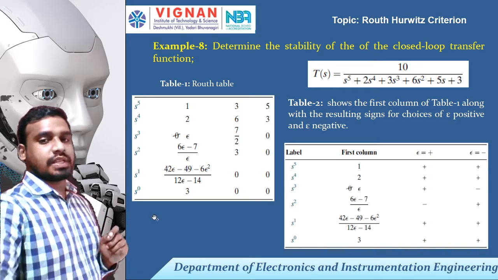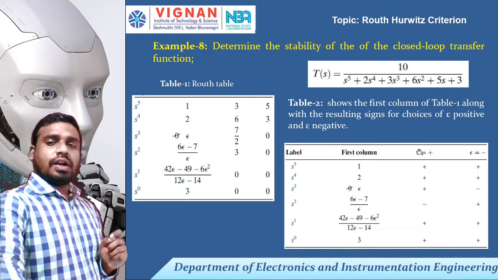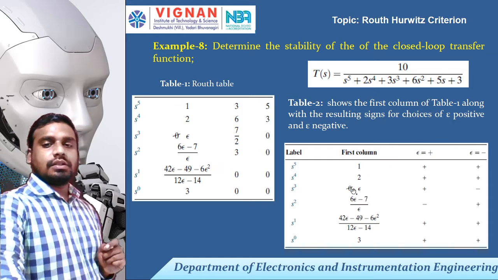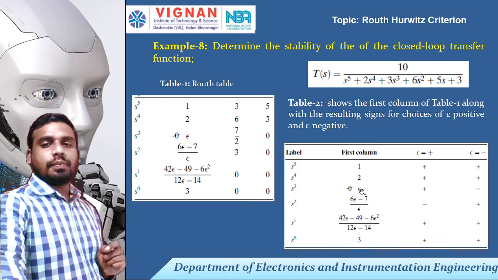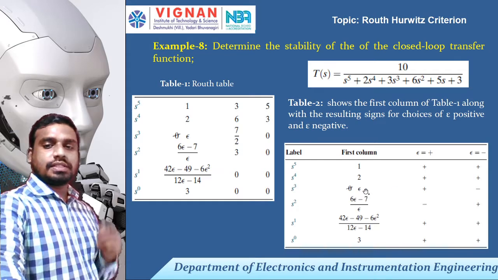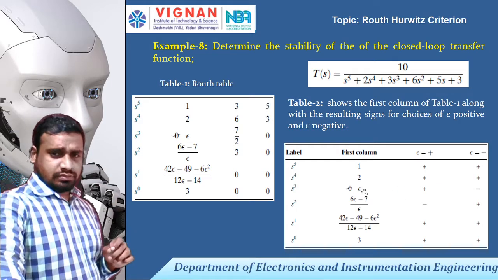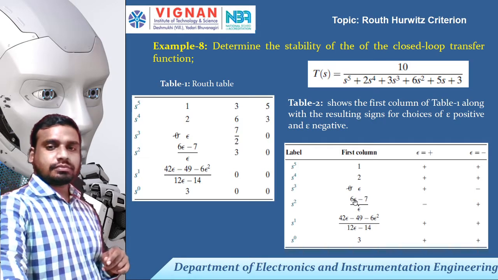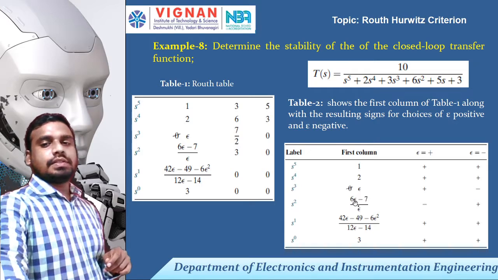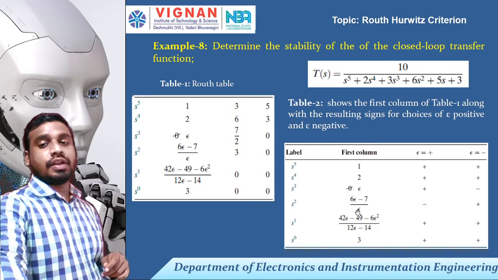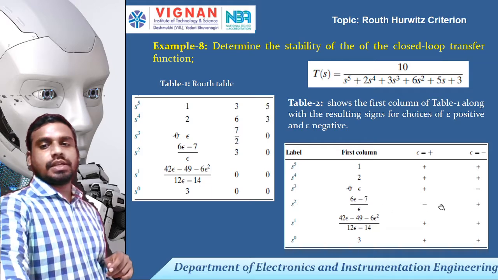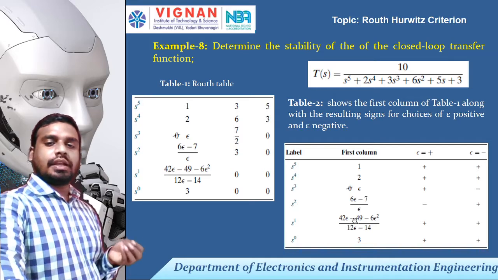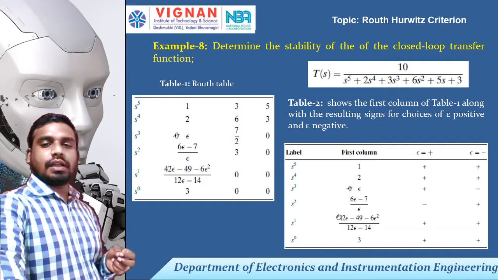We have the function of epsilon, right? What if you have a positive epsilon? Consider the positive epsilon here. Substitute a positive epsilon, say 1: 6 into 1 minus 7 by 1. What you get is minus 1. So epsilon is minus 1. Right? So substitute any other epsilon value here.